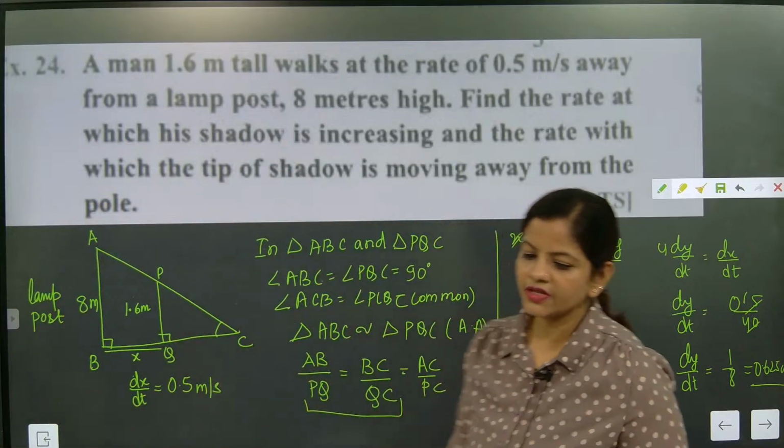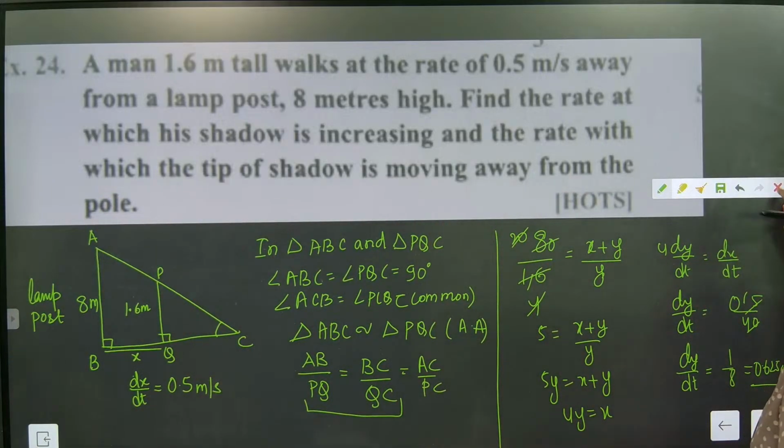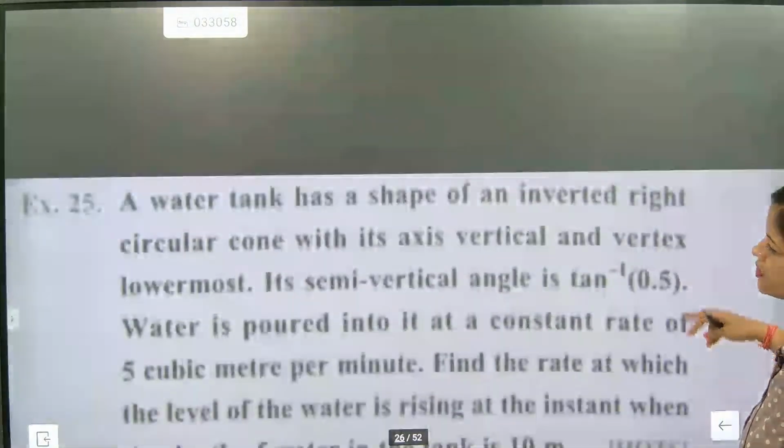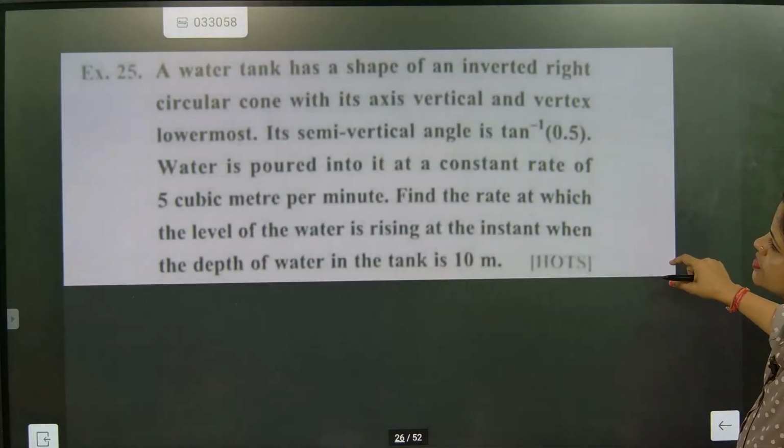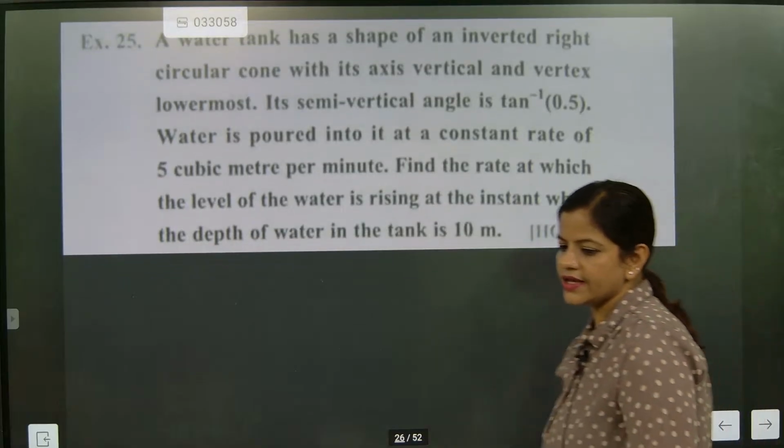Hmm? So now Matisha will go for the next question. Come on, try to solve this question. This is one of the most important questions. Come on, go for it. If you solve this question, story over. This is a case study related question.